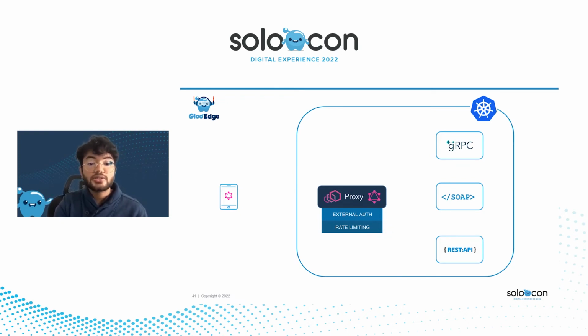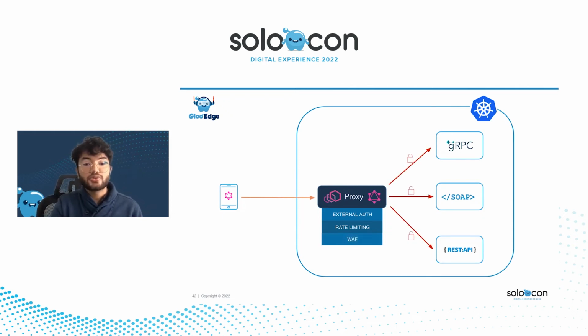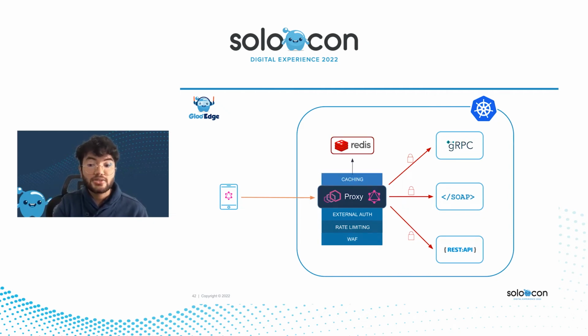In addition, we can also take advantage of existing layer 7 functionalities, such as external auth server to authenticate requests, as well as our rate limiter. We can also use WAF rules to further protect our applications from untrusted traffic. In addition, we can add CDN level caching using GraphQL prepared queries and a Redis cache database.